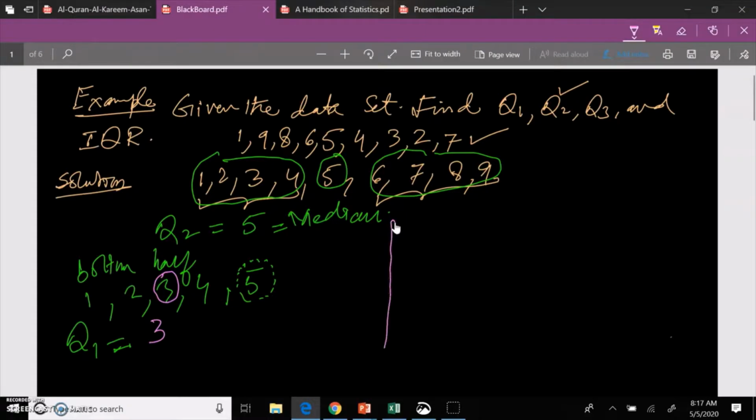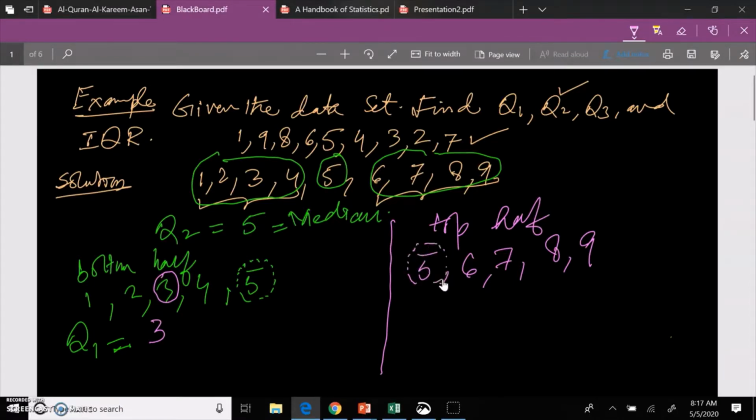And now we're going to focus on the top half of the data set. Let me write the top half. What is the top half? It is 6, 7, 8, and 9. But wait a minute, our number of observations is odd, so we have to include this median in this half also. So let me write a 5 here, and I'm putting this circle just to make sure you understand that I have included the median in this half, although it was not part of the top half, but as the number of observations is odd, I have to include this median 5, the median of the entire data set.